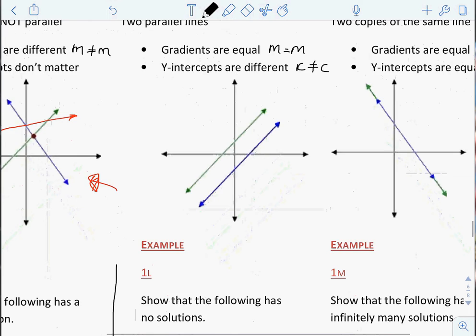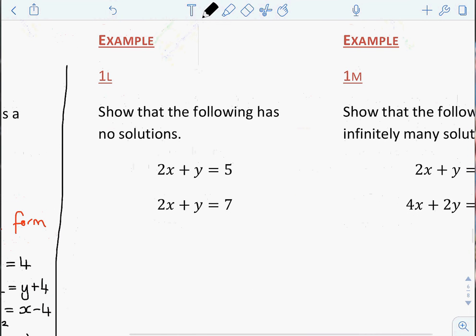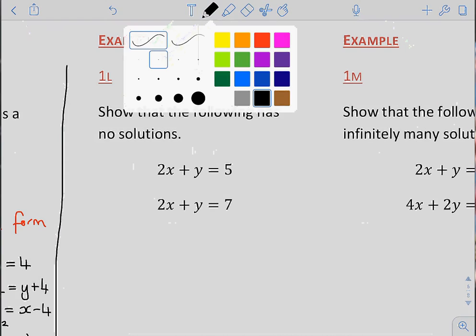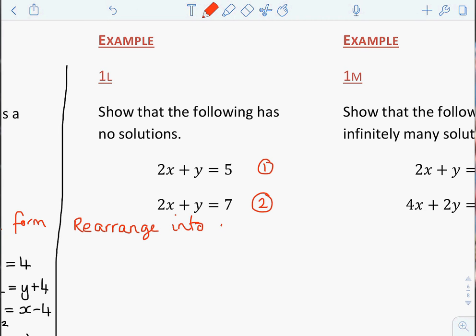Okay, let's have a look at the example for this. We want to show that the following has no solutions. Our first steps are exactly the same as what we've previously done. Name the equations, equation 1 and equation 2. We want to rearrange into y equals mx plus c form.